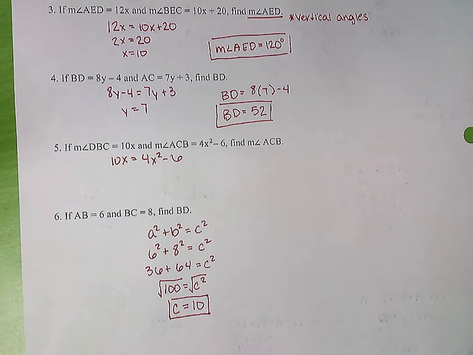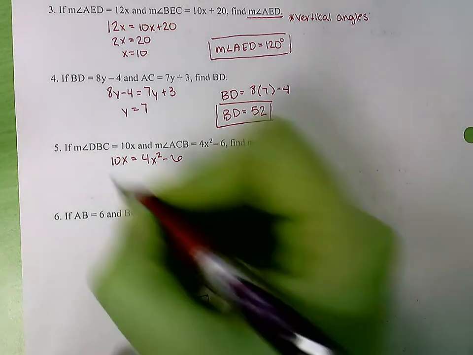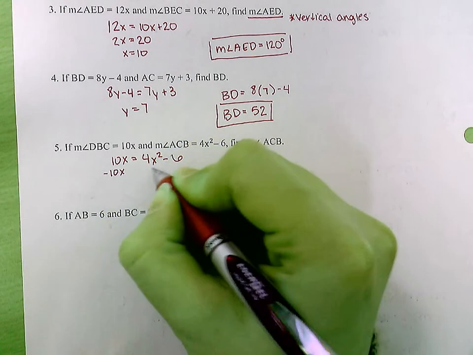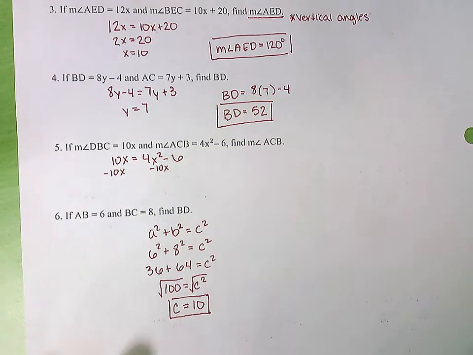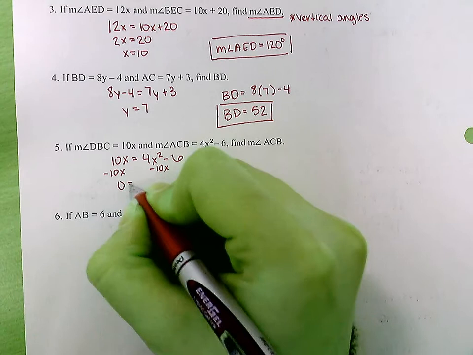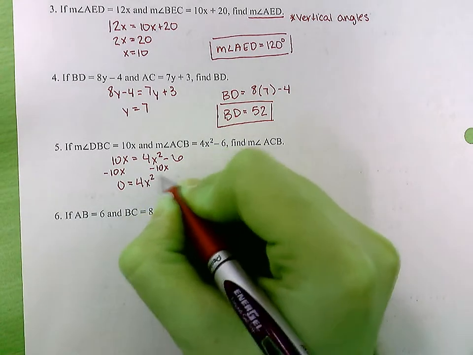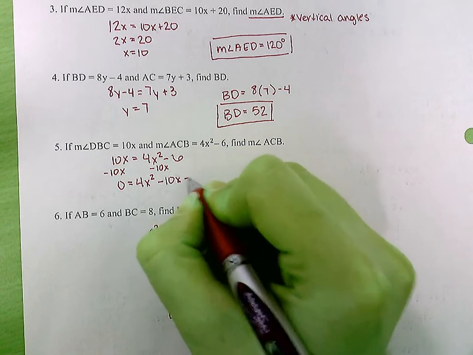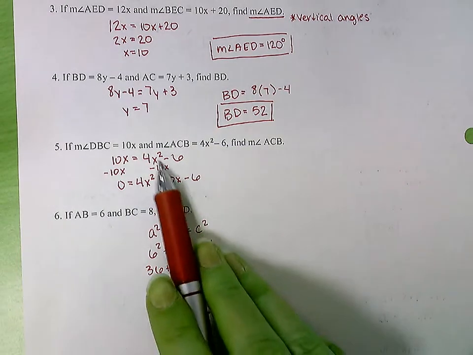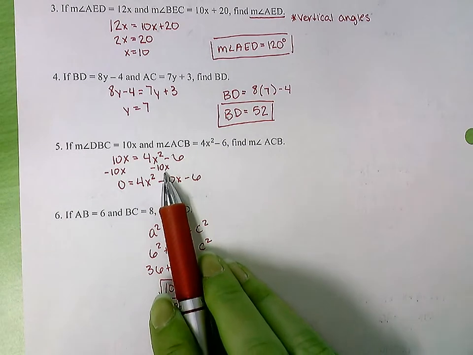Now to solve this, we need everything on one side of our equation because it's a quadratic. Okay, it has an x squared in it. So that means I'm going to subtract 10x from both sides. So it's going to be equal to 0, and I'll have 4x squared minus 10x minus 6. You cannot combine these two terms. They are not like terms.